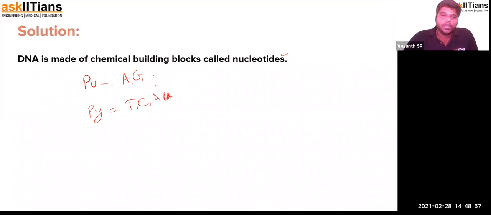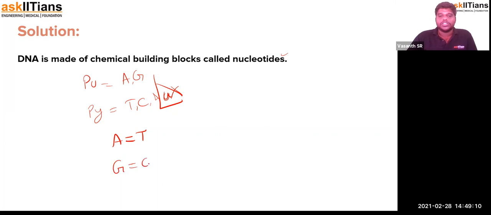In this, let's rule out uracil, which is found only in RNA. So the purine always bonds with pyrimidine. A always bonds with T with a double bond, and G always bonds with C, or C always bonds with G, with a triple bond.